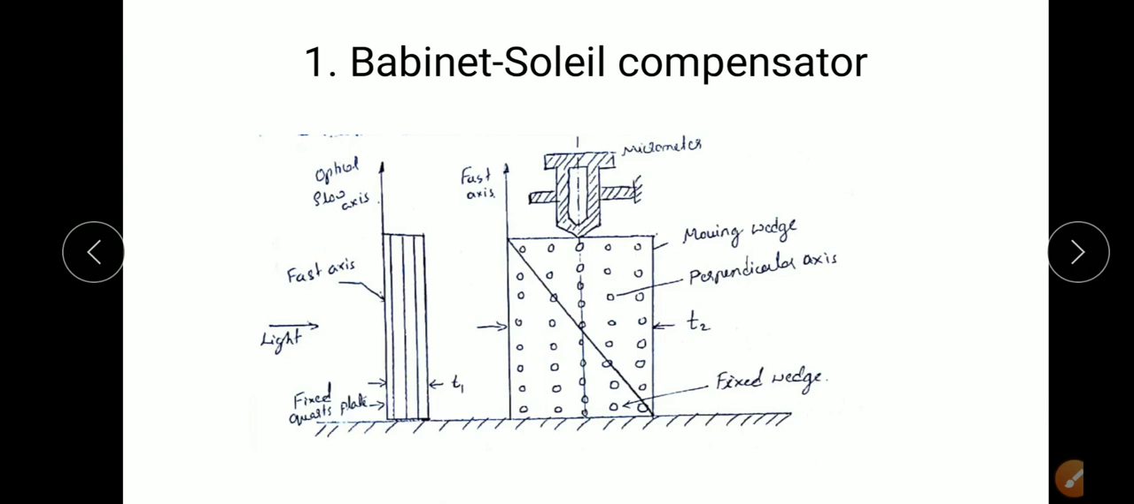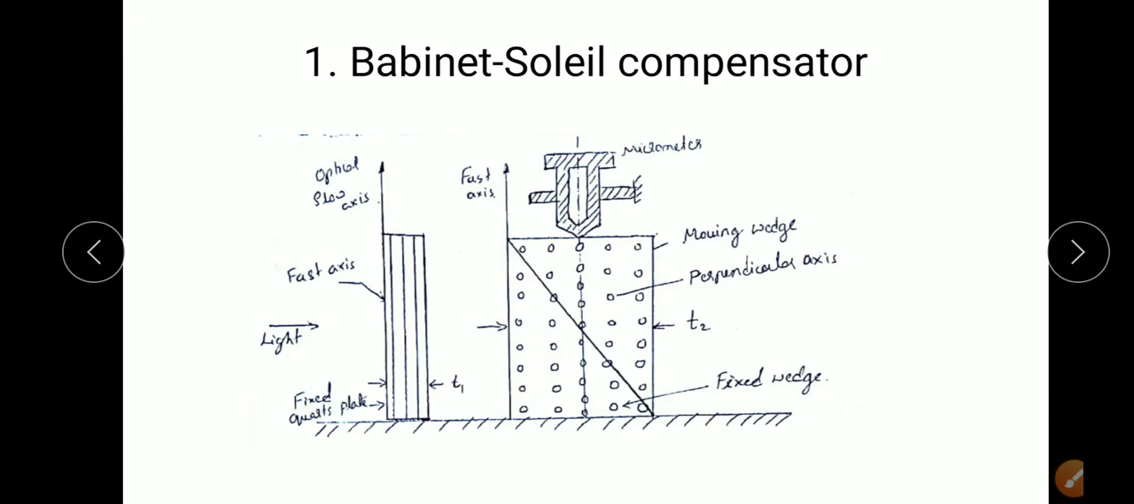Before going to the compensator, why do we require compensators? In photoelasticity, the fringe pattern which you obtain is used to determine the stresses. To determine the stress at a particular point, you require the fringe at that point. That may be achieved by increasing or decreasing the fringe numbers, which can be done with compensators. So that is the purpose of using the compensators.